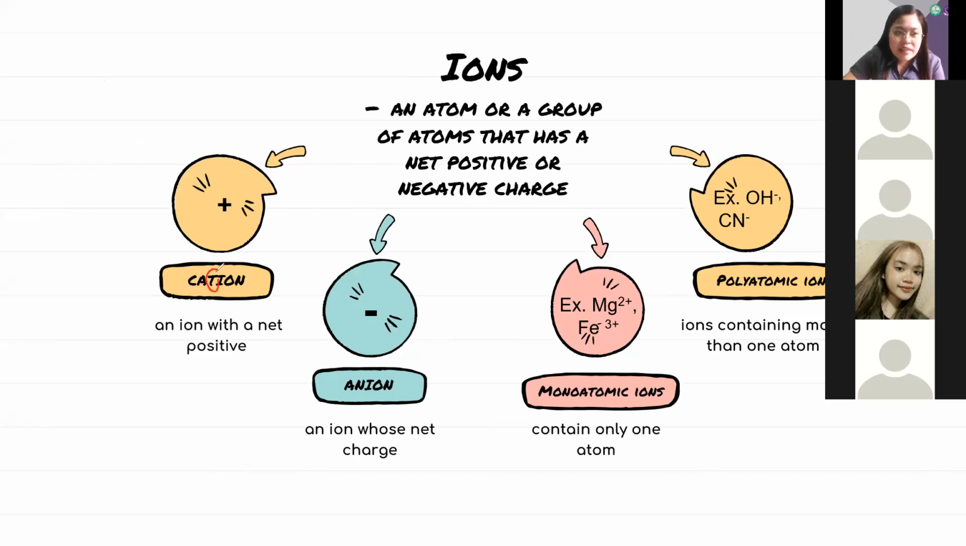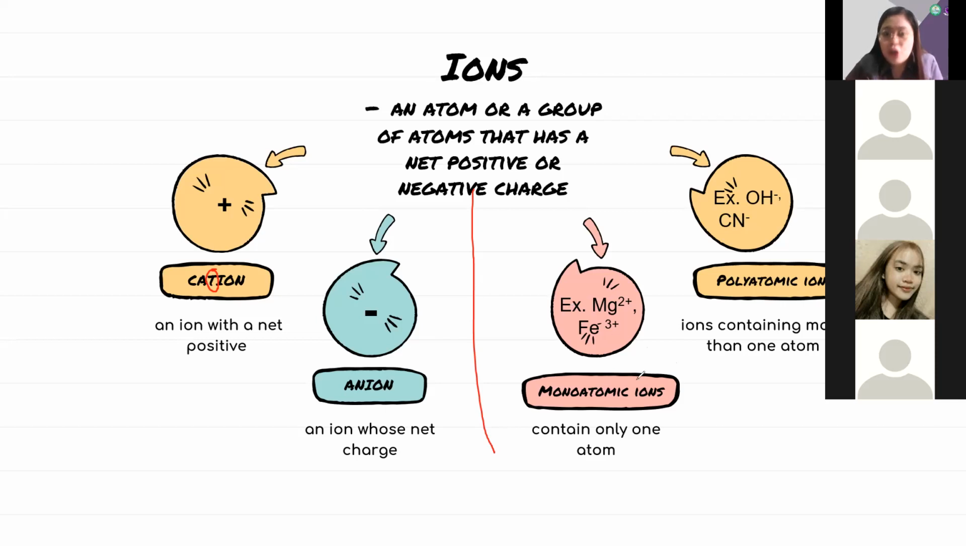So this one, the T here in the cation will give you a hint na the cations are the positively charged ions. And automatically, the anions are the negatively charged. Okay? So this is how we classify our ions, either cation or anion. But actually, we can also classify ions as monoatomic ions or polyatomic ions.